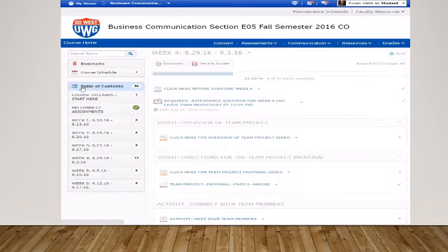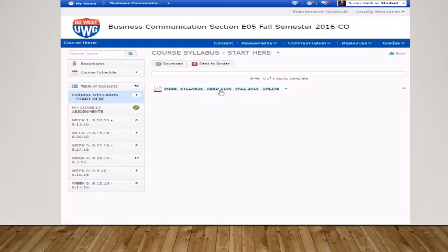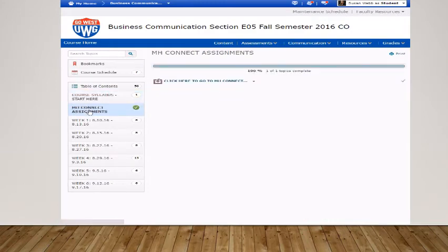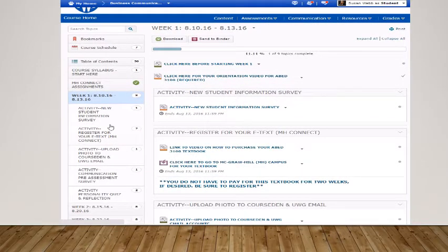And starting at the table of contents, it will show you the weeks that are available. Here's where your course syllabus is, and you can go in here and take a look at it. Here's where your MH Connect assignments are, but they're also located in each week as well. So week 1, which is this week, in addition to watching this video, there's a survey that you're going to be completing, the activity of registering for your e-text and your resources. You're also going to have an activity of uploading your photo to CourseDen and UWG email, having the activity of a communication pre-assessment, and then there's also an activity of a personality quiz and reflection.